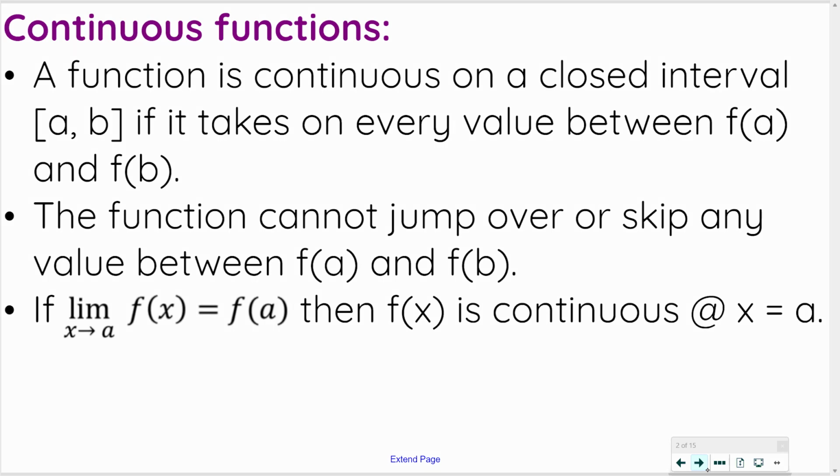So a function is considered continuous on some closed interval [a, b], those are x values, if it takes on every value between f(a) and f(b). So remember function notation: you're taking your x value a and plugging it in here. That's your y value that corresponds to a. For b, you're doing f(b). That's the y value that corresponds to x equaling b. So it's continuous if on that closed interval, it takes on every single value, which means it can't jump over or skip any value between f(a) and f(b). So that's what a continuous function is.